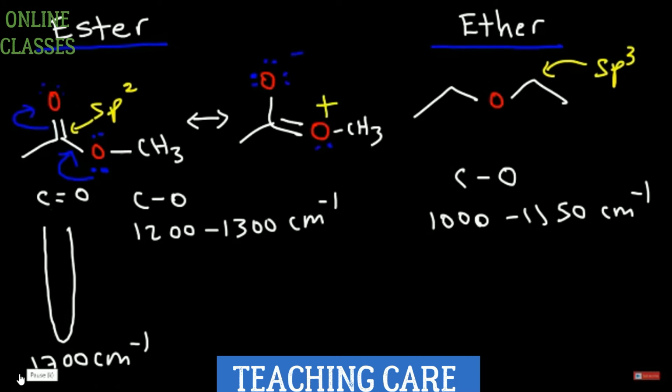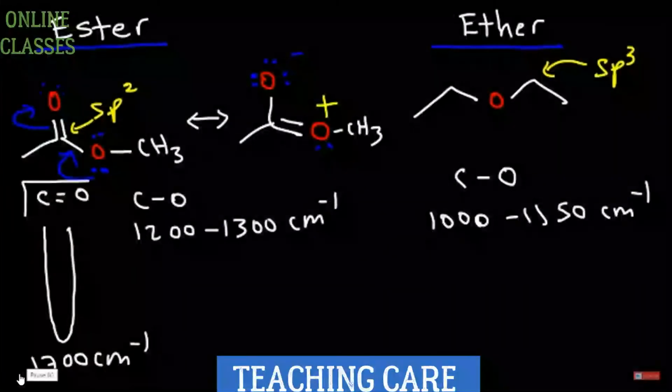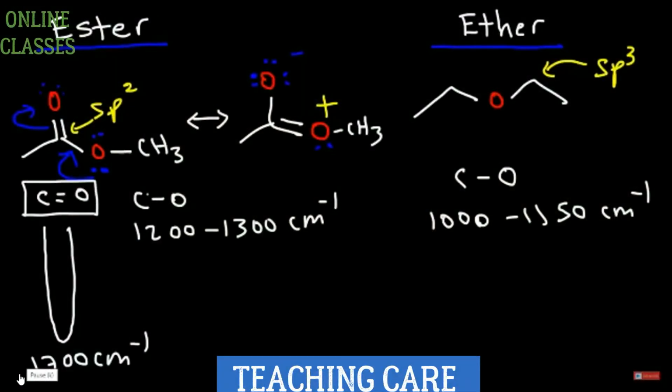And why is that important? Well, as we've established, a double bond CO stretch has a higher wave number than a single bond CO stretch. So a CO stretch with more double bond character is going to have a higher wave number than the CO stretch with more single bond character.